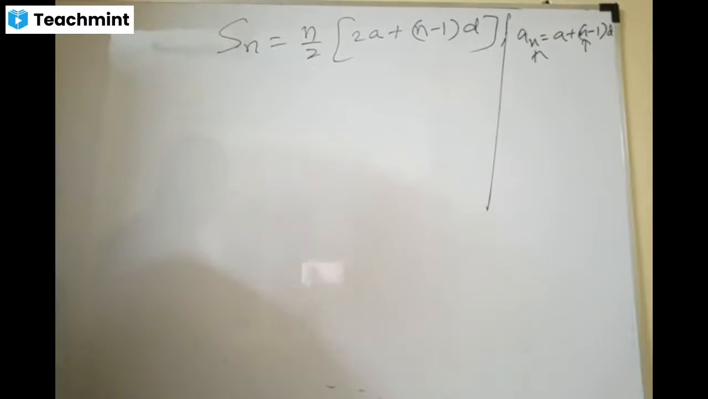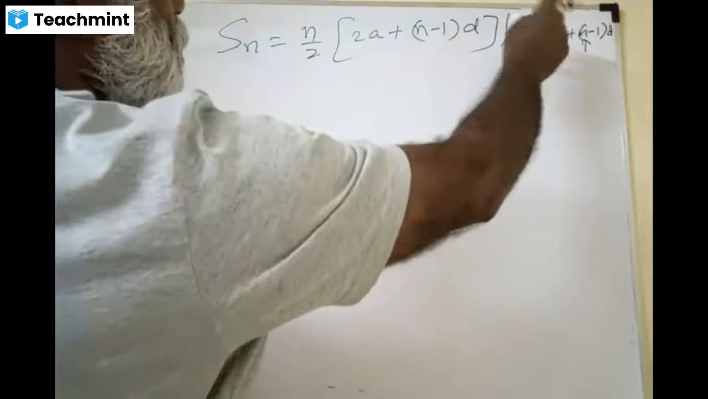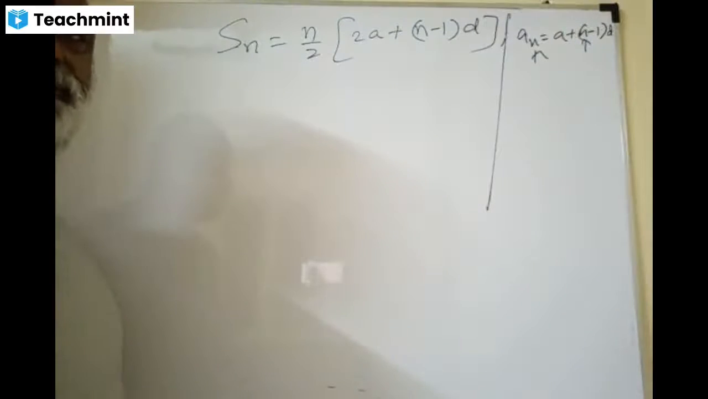n as a variable, a plus, are you able to see these letters? Are they too small or what? Are you able to see the handwriting? Yes, sir. Okay.